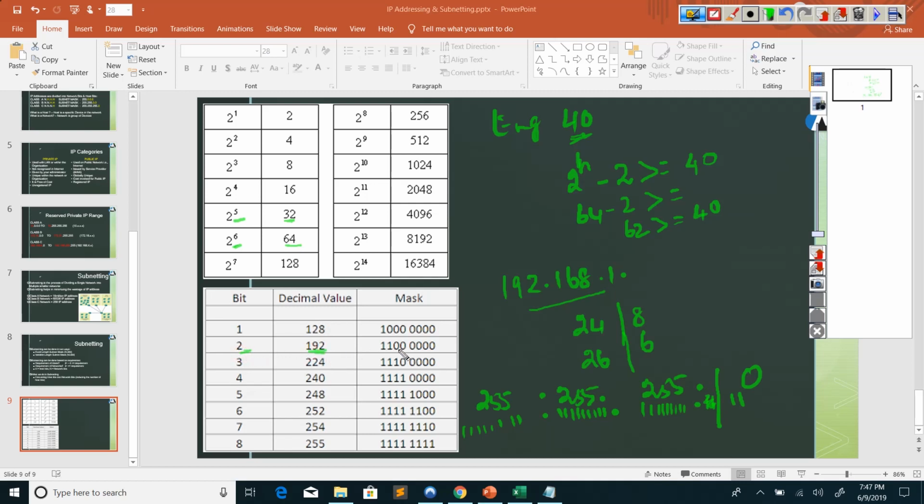You know very well that 2 to the power of 0 is 1, 2 to the power of 1 is 2, 2 to the power of 2 is 4, 2 to the power of 3 is 8, and then 16, 32, 64, and then 128. So these 2 bits are now on for the network. If you add them, this is going to be 192. So the subnet mask becomes 255.255.255.192.